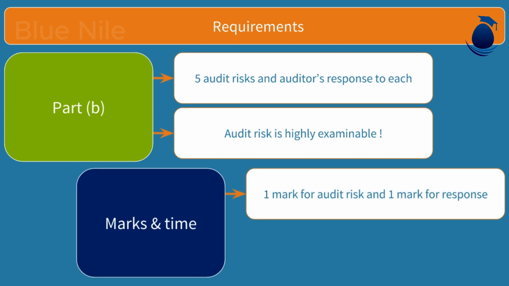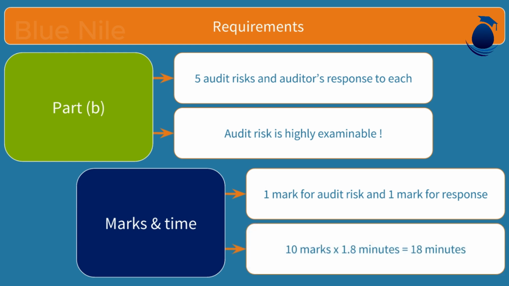There is 1 mark available for each well-explained audit risk. A further 1 mark is then awarded for explaining how the auditor would respond to the risk by way of the work they would need to do. There are 5 audit risks to describe, with 5 corresponding auditor responses. This gives us a 10-mark question where no more than 18 minutes should be spent before moving on.